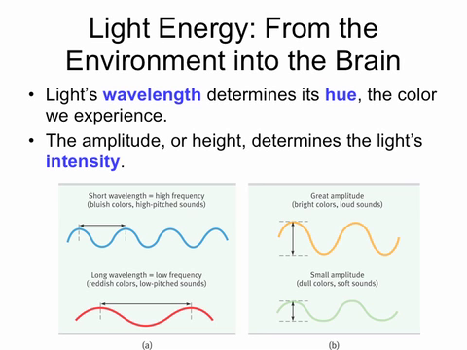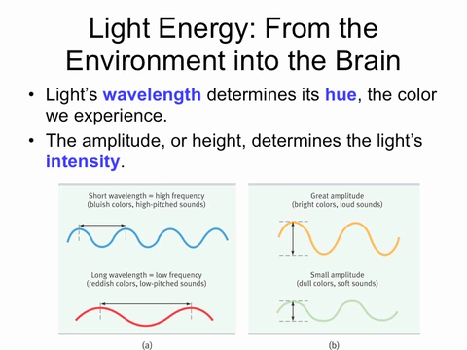So, important words that you need to know concerning light energy from the environment into the brain. Let's talk about wavelength. That is determining the hue or color that we experience. Okay, so short wavelength is going to give you different colors than long wavelengths. And you can see that in part A in the chart below.